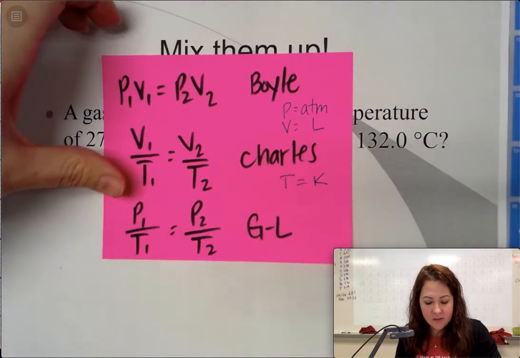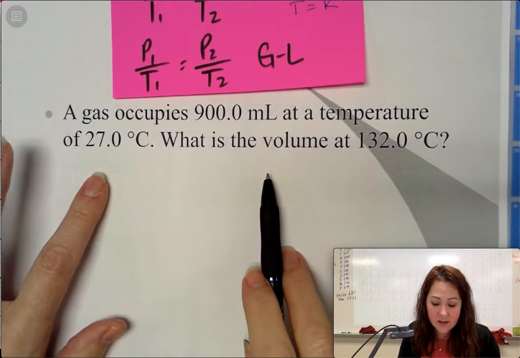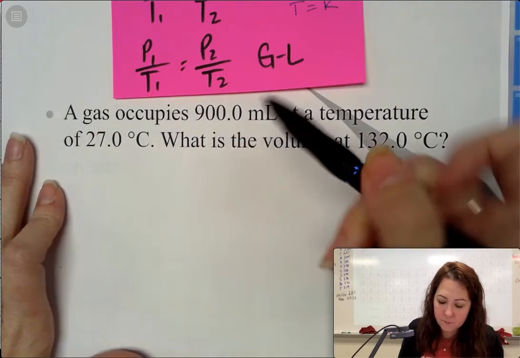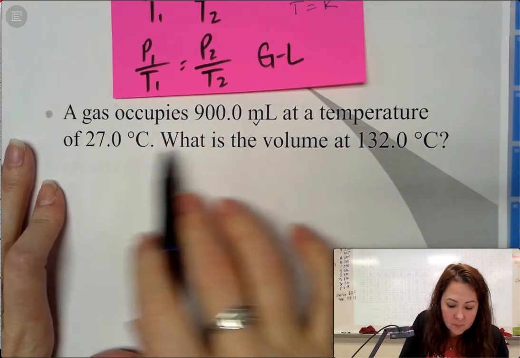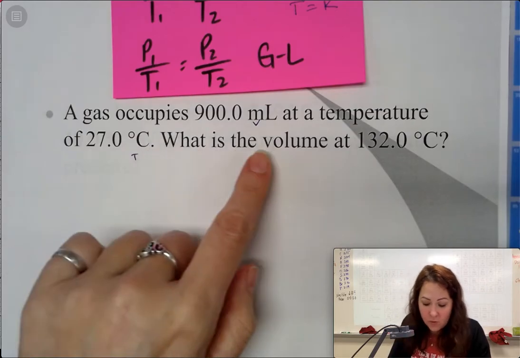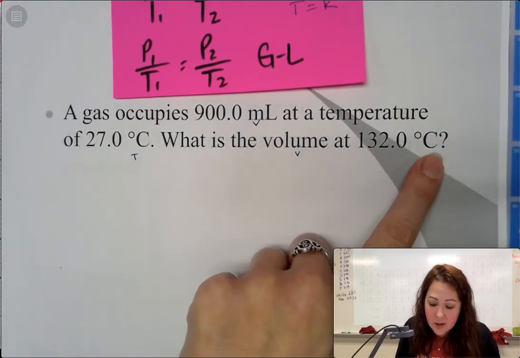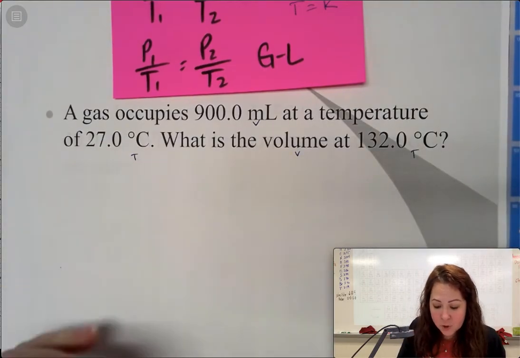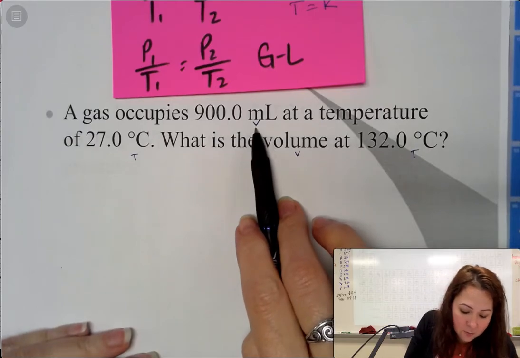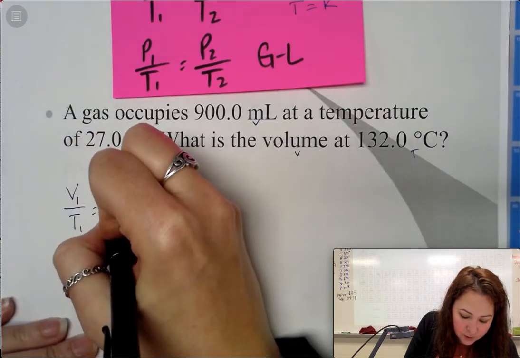So looking at these three equations versus the problem that's given, it says a gas occupies 900 milliliters. Milliliters is a type of volume at a temperature of 27 degrees Celsius. What is the volume at 132 degrees Celsius? So this math problem has temperature and volume. Because of that, I'm going to use V1 over T1 is equal to V2 over T2. I'm going to use Charles' law.